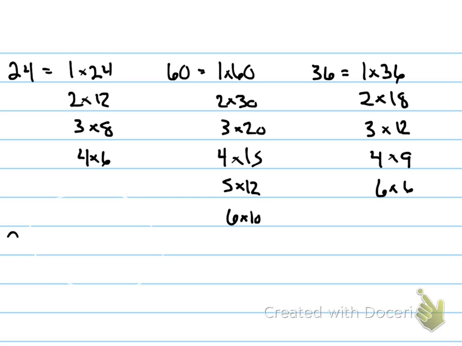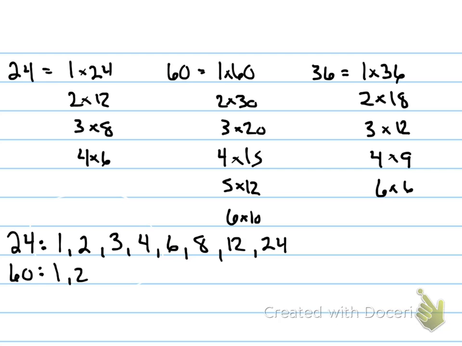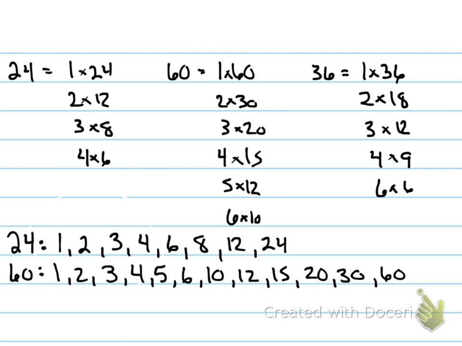All right, so here we have our numbers. We're going to list them least to greatest. So 24 is going to be, and help me out, 1, 2, 3, 4, 6, 8, 12, 24. All right, very good. And then for 60, we have 1, 2, 3, 4, 5, 6, 10, 12, 15, 20, 30, 60. All right, awesome. And then for 36: 1, 2, 3, 4, 6, 9, 12, 18, 36.